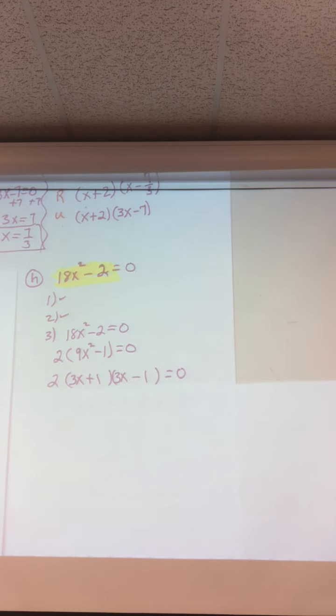Now, step 4. Set each one of these equal to 0. Now you've got 3 things to set equal to 0. So set all 3 of them equal to 0 like so.